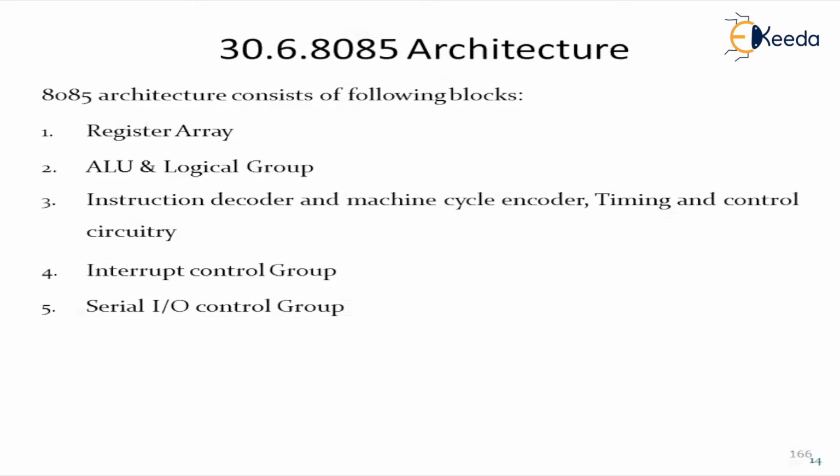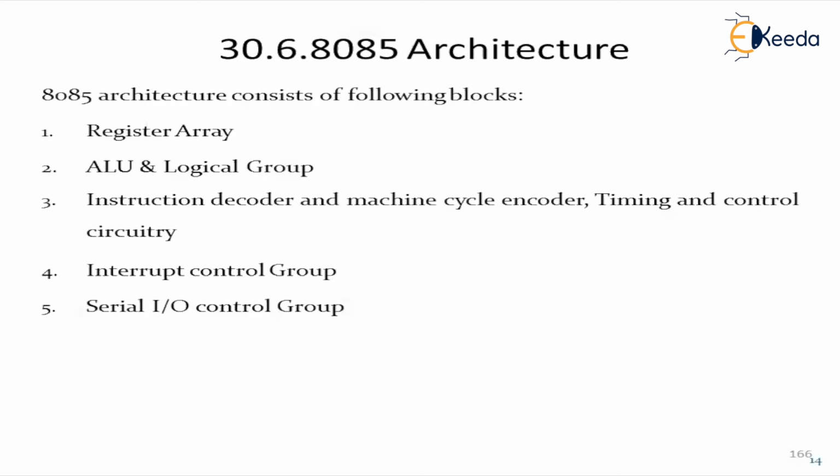So the 8085 architecture mainly consists of a register array. It has the ALU and logical group, instruction decoder, machine encoder, and timing and control. It has an interrupt control group. It has a serial input/output control group. So what do you understand by the register array?